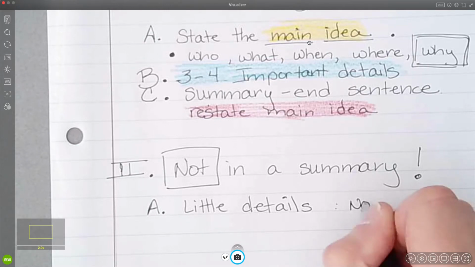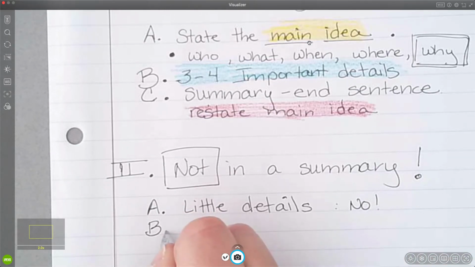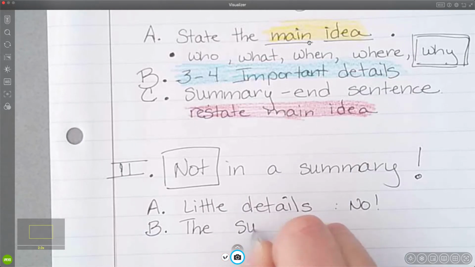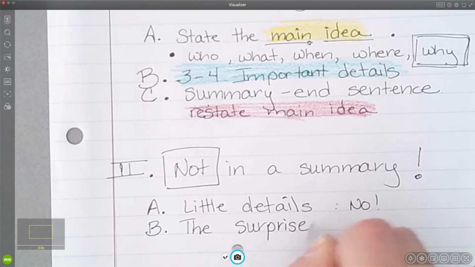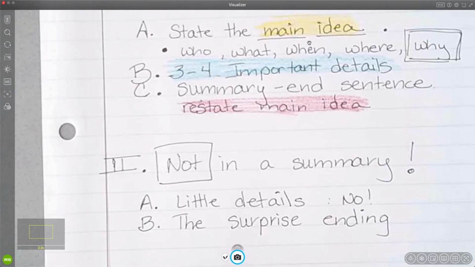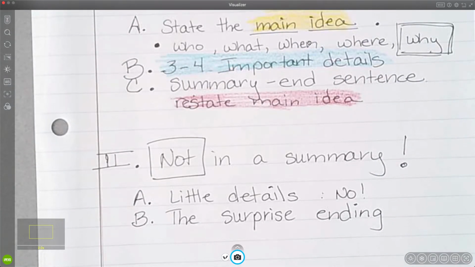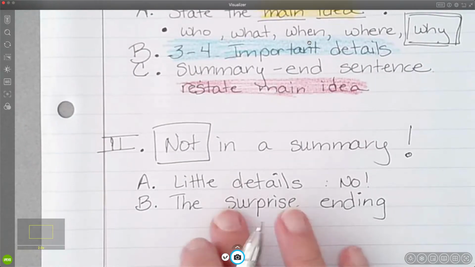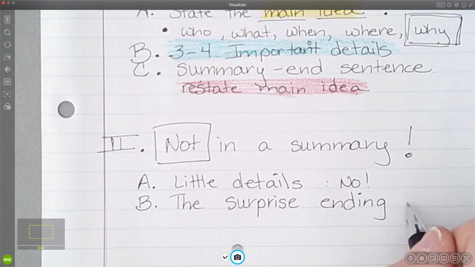Okay? No. B, the surprise ending. Sometimes nonfiction doesn't really have an ending, but at times a nonfiction text can tell you a conclusion or what happens or what the people decided to do. You don't want to include that in a summary because when we write a summary, you want the person to read the text. So you don't want to tell them everything that happens. So the surprise ending or the end of an article, you do not want to include that, okay?